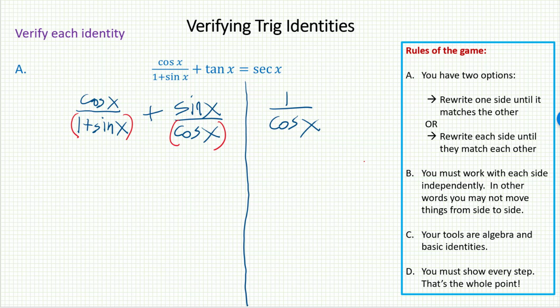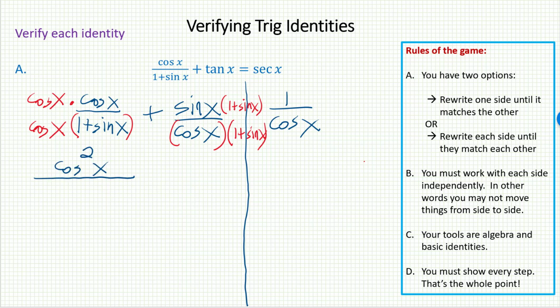Obviously, this first fraction is missing the cosine x, so I'll have to fix that on the top and on the bottom. And the second fraction is missing the 1 plus sine x, and so I'll fix that on the top and on the bottom. So let's write down what our new fractions are now. The first fraction becomes cosine squared x on the top over that LCD. I'm leaving the LCD in a factored format in case there's some canceling that happens later.